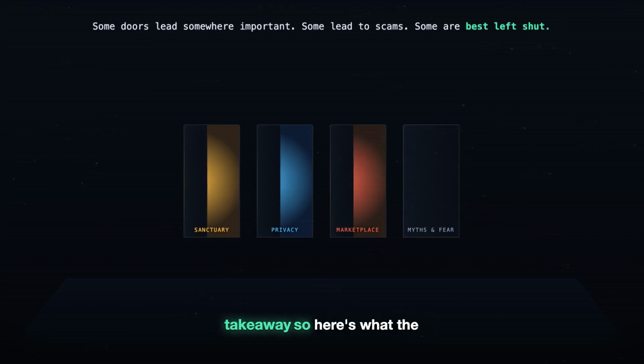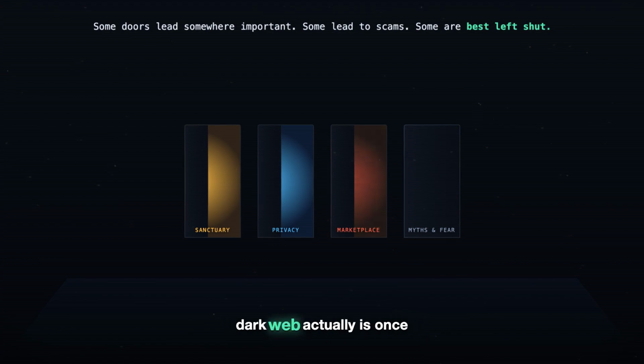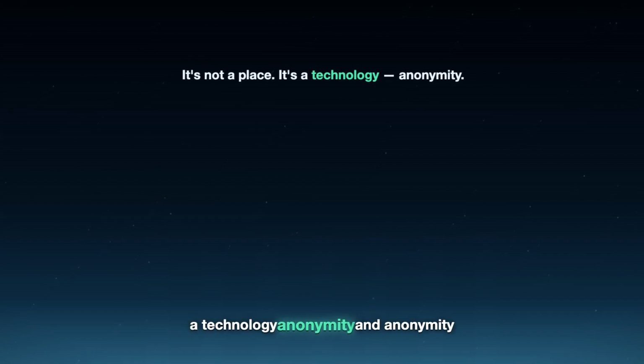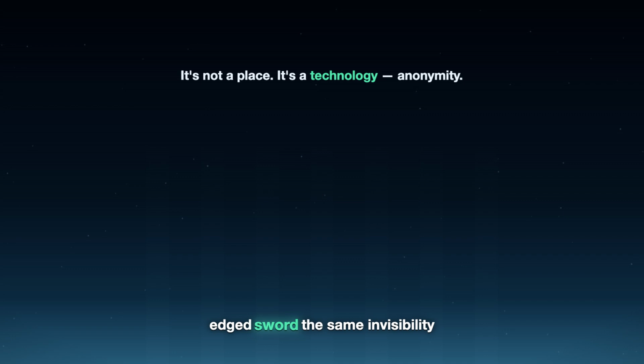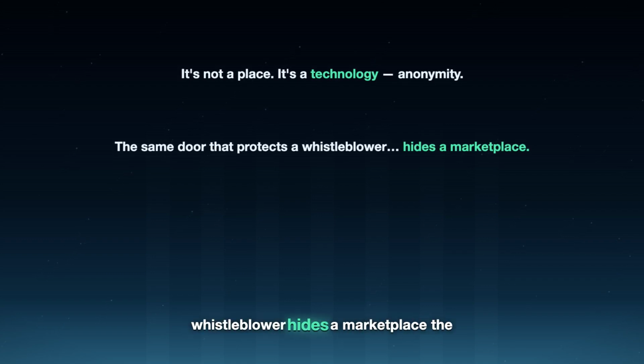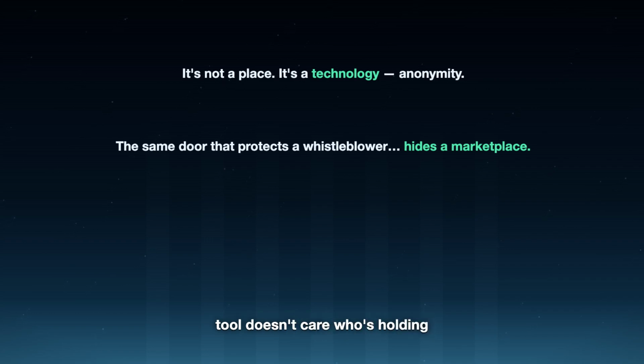The real takeaway. So here's what the dark web actually is. Once you strip away the myth, it's not a place, it's a technology, anonymity. And anonymity has always been a double-edged sword. The same invisibility that shields a journalist from a dictator also shields a scammer from the law. The same door that protects a whistleblower hides a marketplace. The tool doesn't care who's holding it.